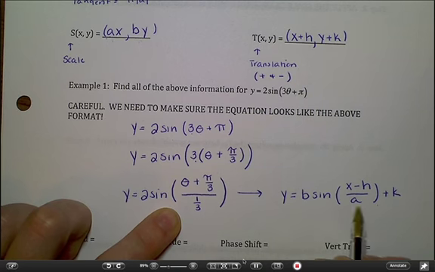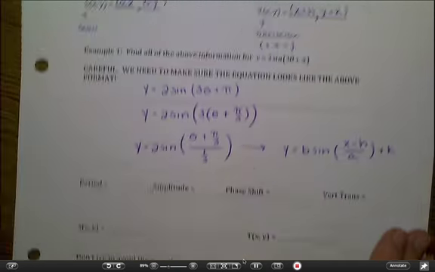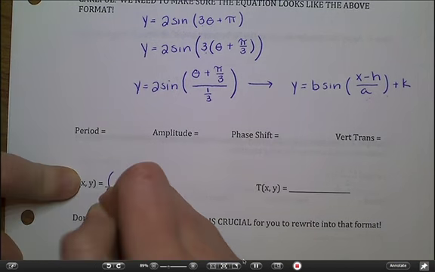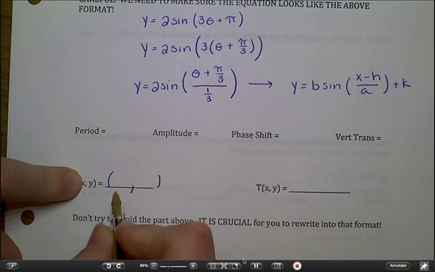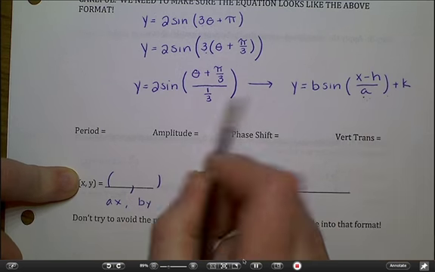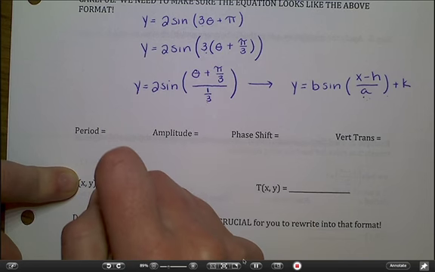And when things are in this format, it's really easy to then build your rules. So your scale change rule is always ax comma by. Well, a for us is 1/3, so 1/3 x.